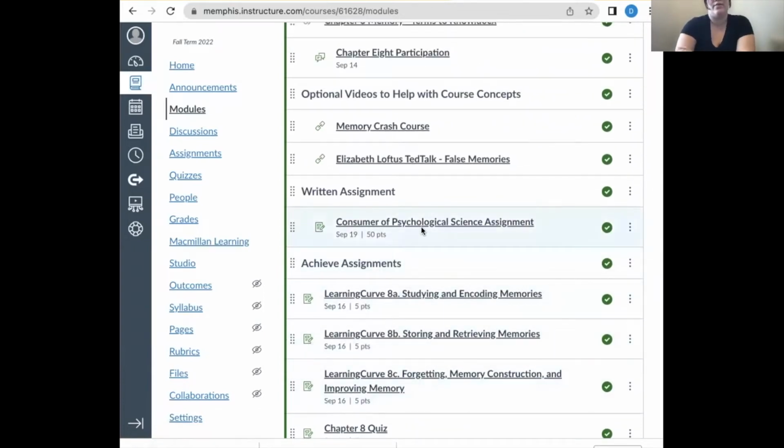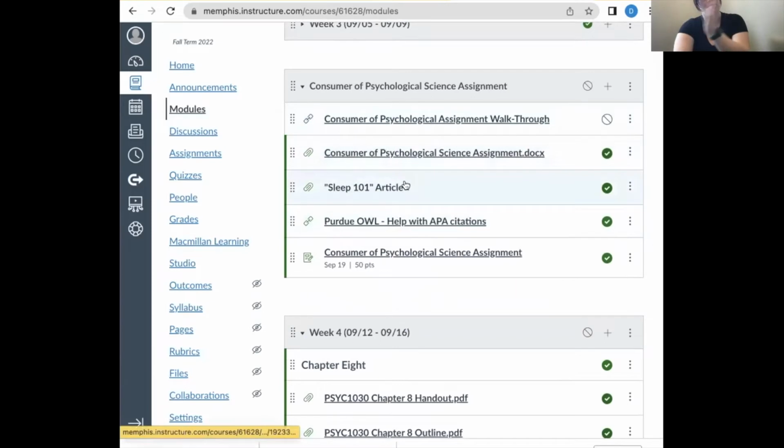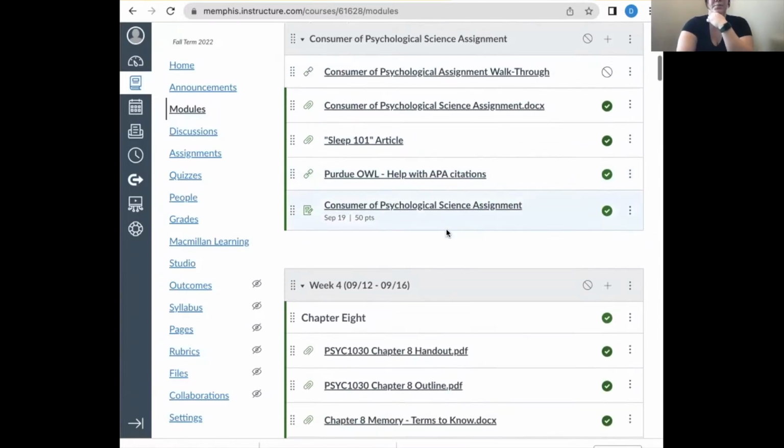We also have an assignment coming up. The materials for that assignment are also going to be posted today. That is the Consumer of Psychological Science assignment. There's a separate video that you're going to watch for that, going through the assignment document, the article that you're going to be reading and answering questions about, and then some assistance with APA citations, with a link right here.